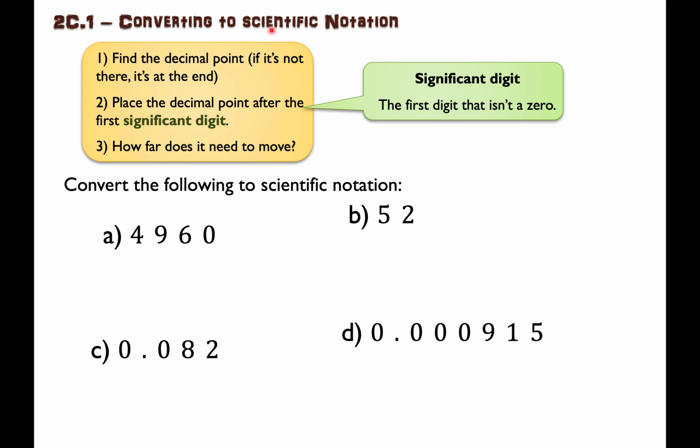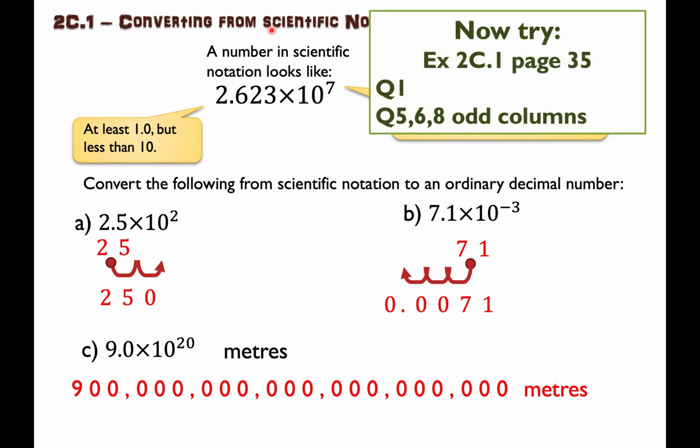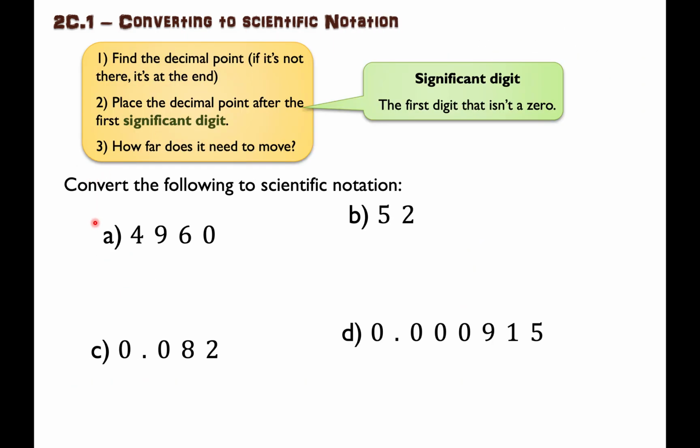Converting to scientific notation. There is another video converting from scientific notation to get a normal number. But we're going the other way here. We're going to start with a normal number and we're going to write it like a scientist in scientific notation. And there are three things to think about here.